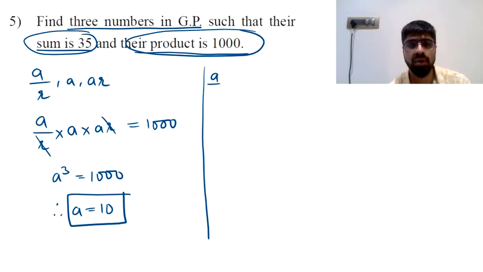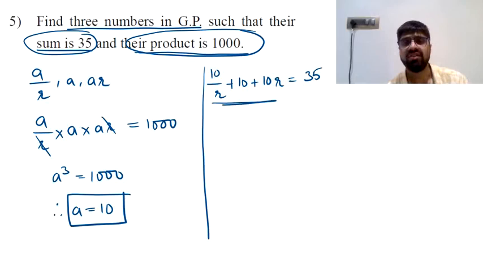So the sum means A by R plus A plus AR. They have said this is equal to 35, but we already got A as 10. So if A is 10, you can pull out a 5 common from all these three terms. That will leave you with 2 by R, 2 and a 2 here. The 5 that you have taken common can be taken in the denominator here. So 35 divided by 5 becomes 7 on the right hand side.